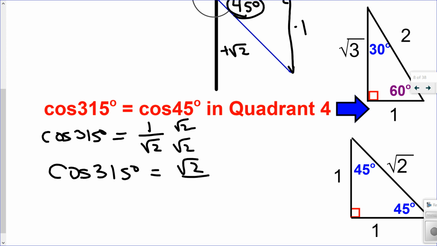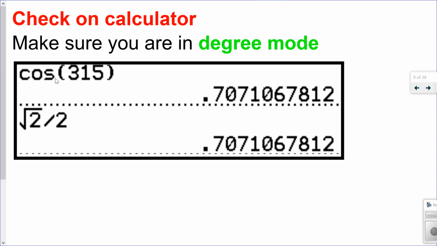Root of the same thing times root of the same thing is the same thing without the root. Or you could say root 2 times root 2 is root 4, and the root of 4 is 2. So this is what the cosine of 315 degrees should be. Exact value, root 2 over 2. But again, we can turn to our calculator to check. Cos of 315 is about 0.7. Root 2 over 2, also 0.7. You can see that they're equal, so I know that I've done that correctly. So definitely take advantage of checking on your calculator.